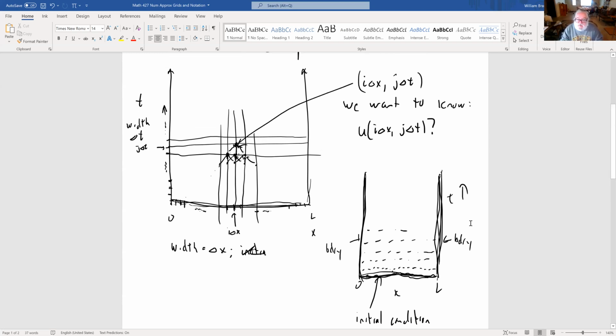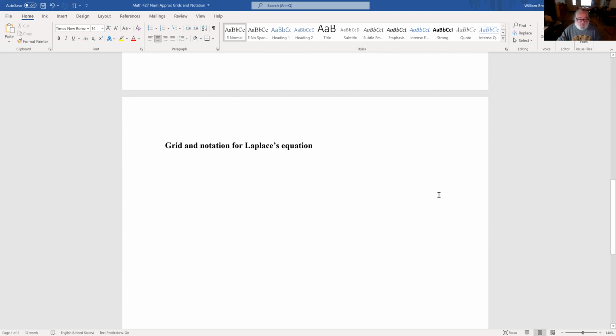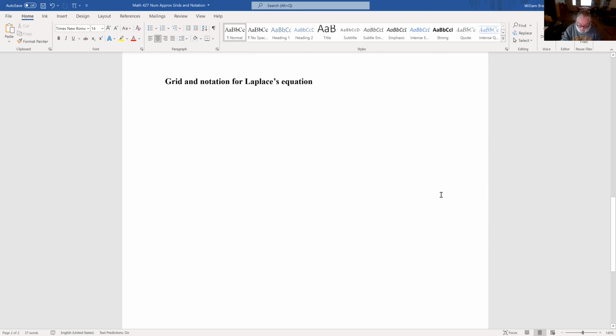The notation we're going to use, though, is that rather than this thing, which is a little bit involved, we'll call it u sub i,j. So the first component is the x component, the j refers to the time component. Okay, so the grid notation for Laplace's equation is a little bit different because Laplace's equation doesn't have a time element.